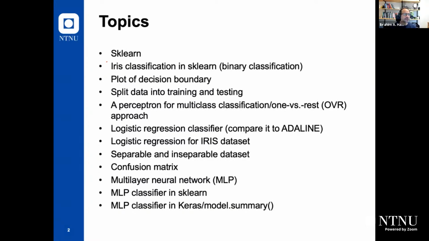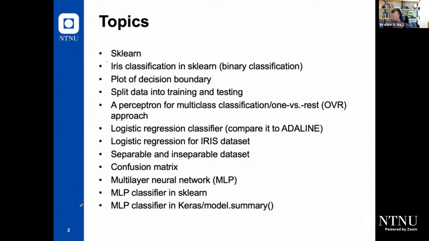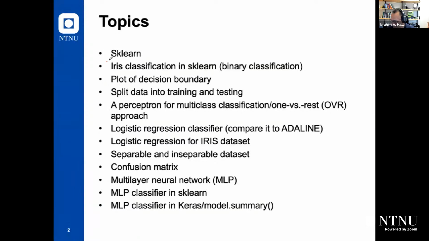Good morning, everybody. Sorry for this technical problem. Today we need to talk about a very important library called sklearn. We use it in machine learning for building models and testing models. So we will talk first about sklearn, and after that we will talk about a very famous problem called iris classification in sklearn. It's a very famous problem in computer science or in machine learning. They use it for training models and testing models.